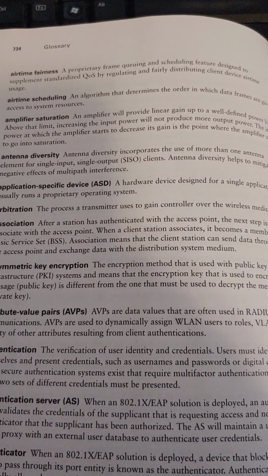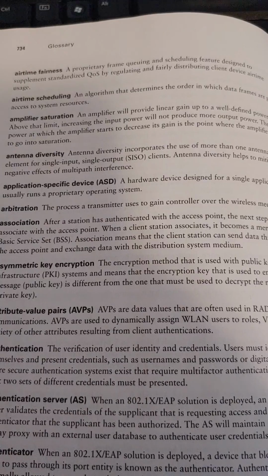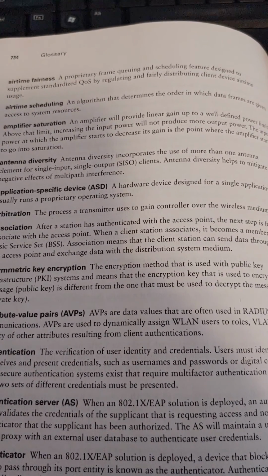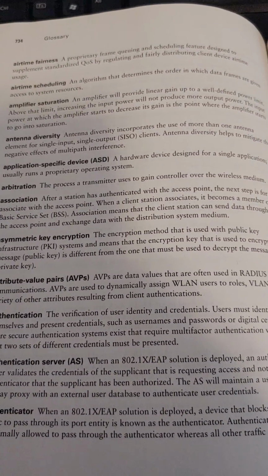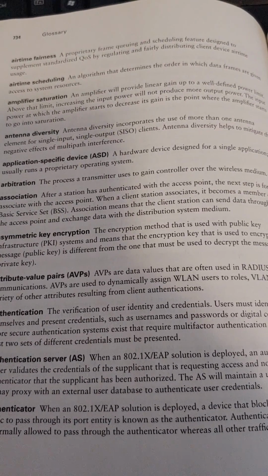Airtime fairness, the proprietary frame queuing and scheduling feature designed to supplement standardized QoS by regulating and fairly distributing the client device airtime usage. Airtime scheduling, an algorithm that determines the order in which data frames are given access to system resources.